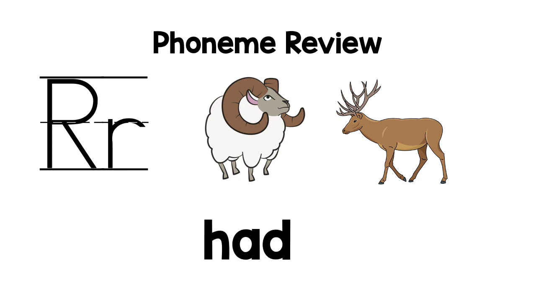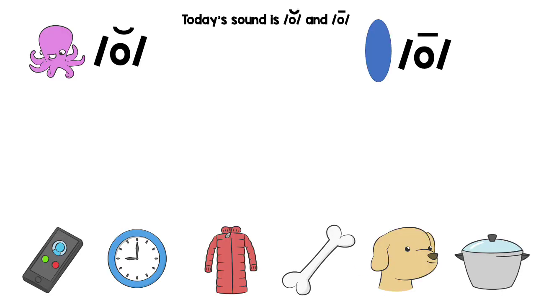The high frequency word that we learned last time is had. The word is had. Let's read this decodable word. Red, red. I like the color red.